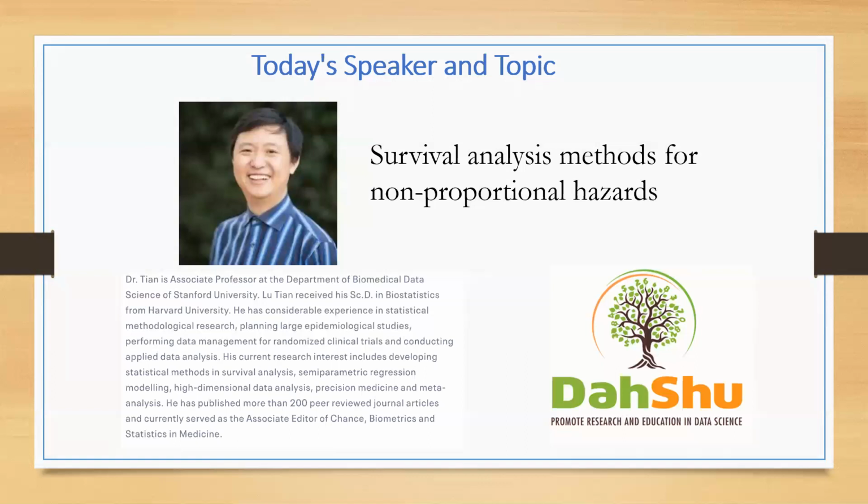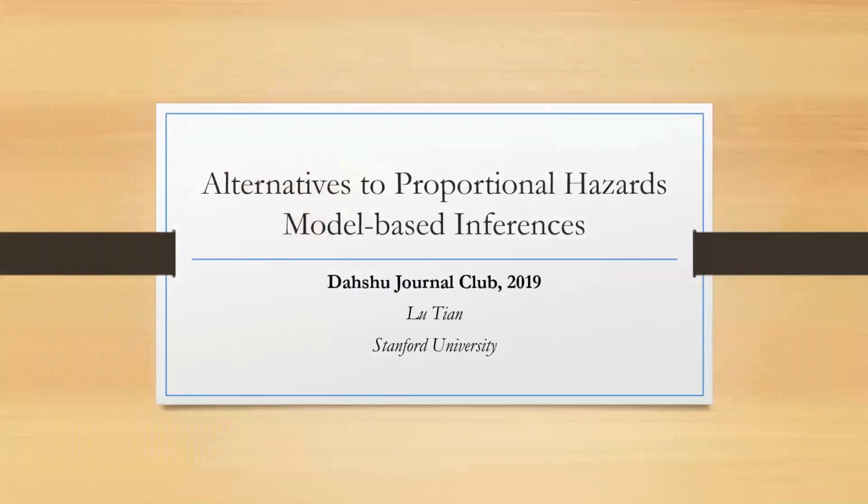He has published more than 200 peer-reviewed journal articles, and also currently serves as associate editor of Biometrics and Statistics in Medicine. So without further ado, I will give the floor to Dr. Tian, so that he can give his talk. Okay, thank you. Next slide. Yeah, Dr. Tian, you can go ahead.